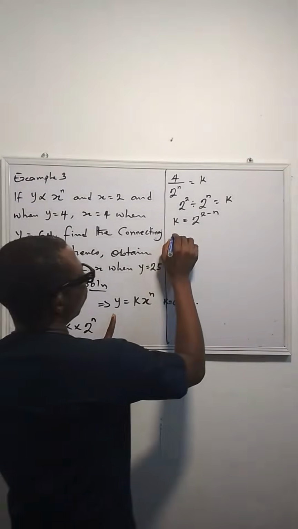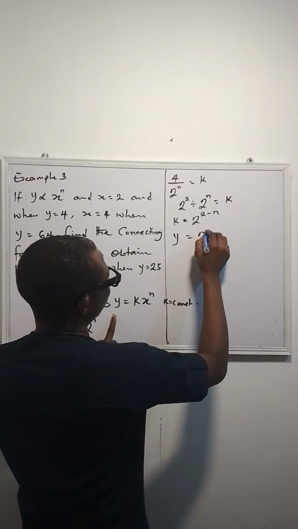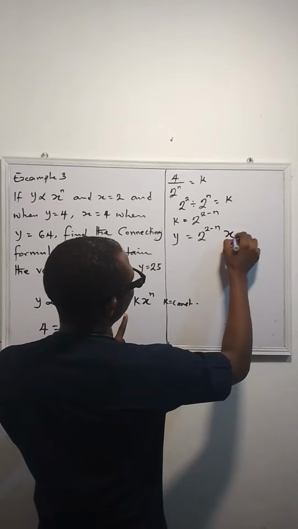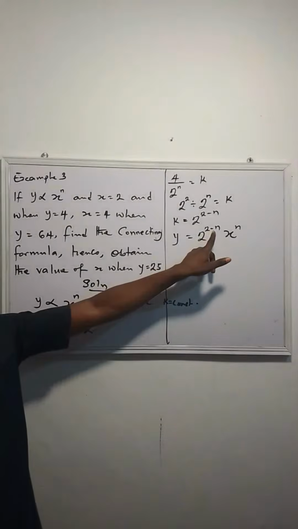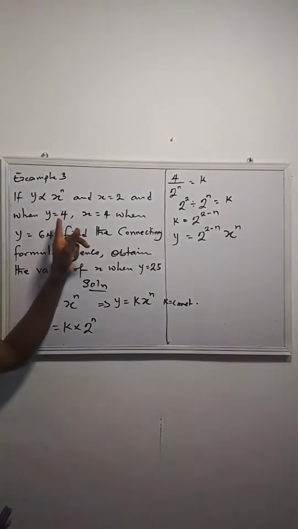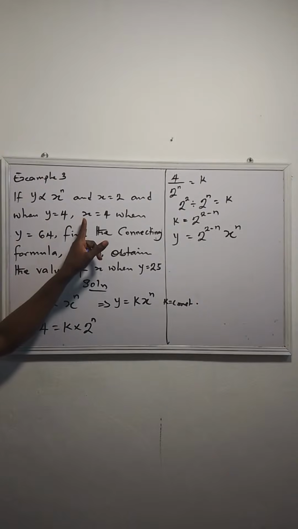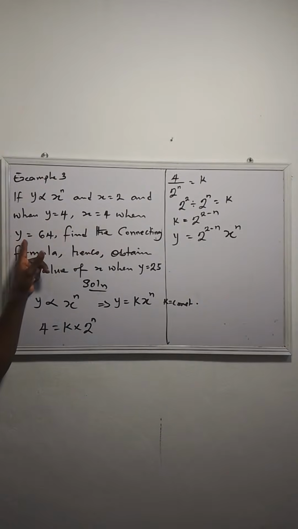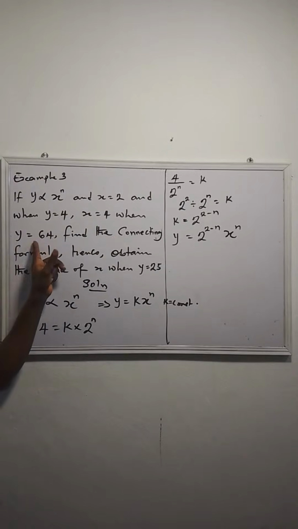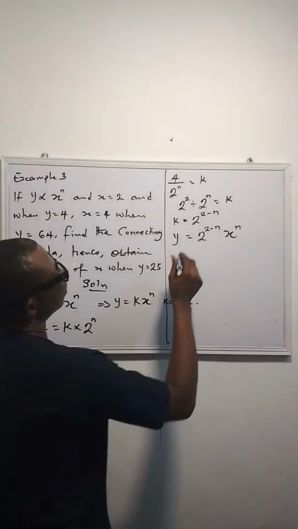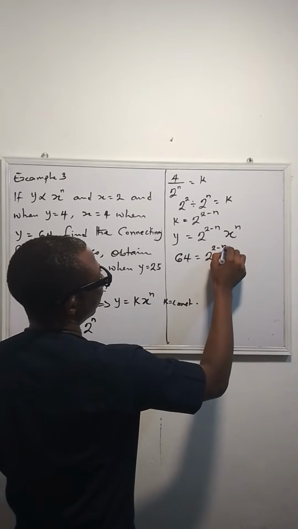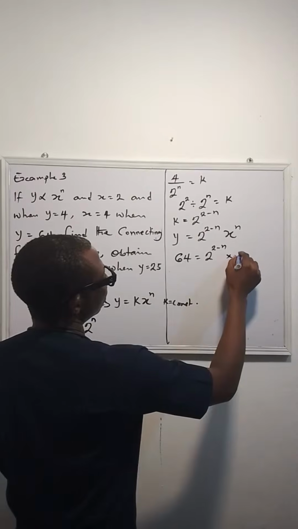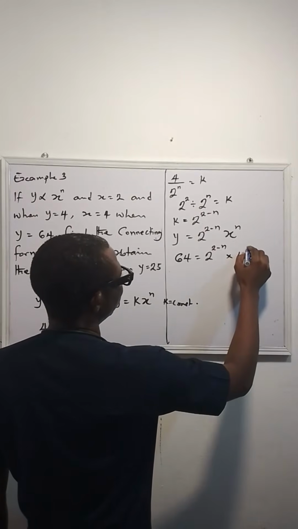So we have y equals 2 raised to the power of 2 minus n times x raised to the power of n. Okay, we are not done because we still have n here. So we move down to the question again. We are told that x is 4 when y is 64. So let's plug in the values of x and y. So we have 64 equals 2 raised to the power of 2 minus n times x is 4, 4 raised to the power of n.